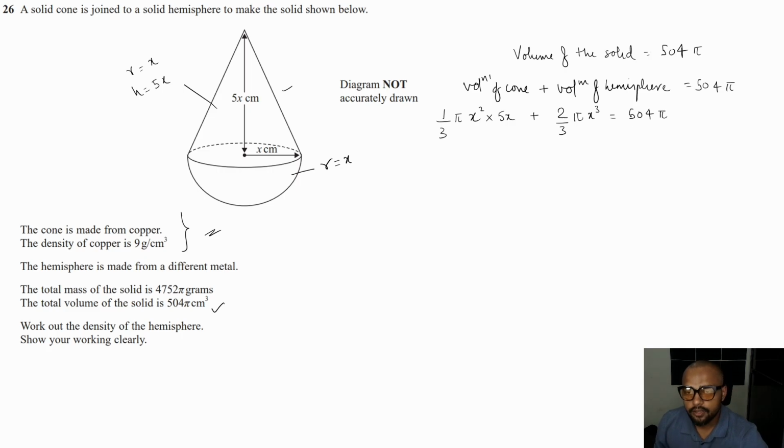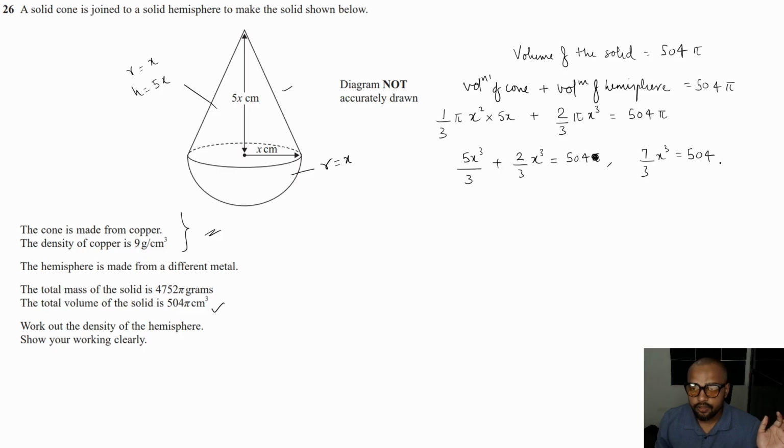So this is the equation which we are getting. We can see that pi is common on the left hand side and right hand side, so it will get cancelled out. On the left hand side, we'll have 5x cube by 3 plus 2 by 3 x cube equals 504 pi. Sorry, pi got cancelled in the whole equation. So on the left hand side, it will be 7 by 3 x cube equals 504.